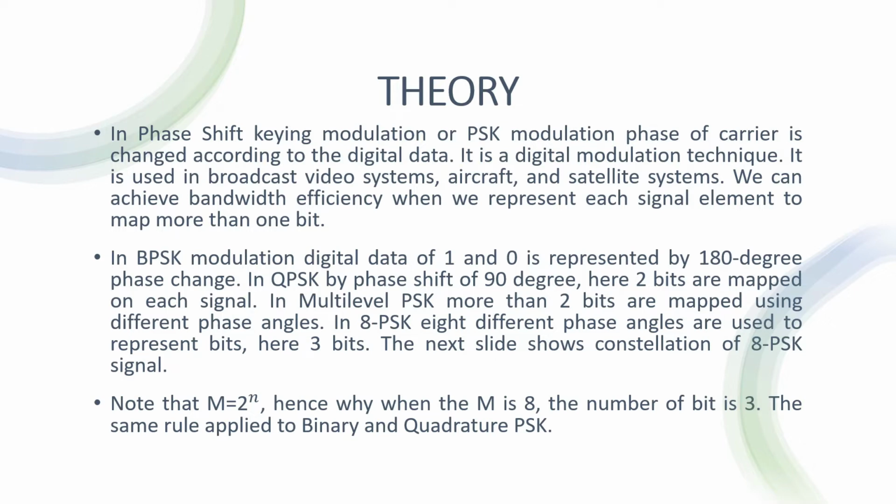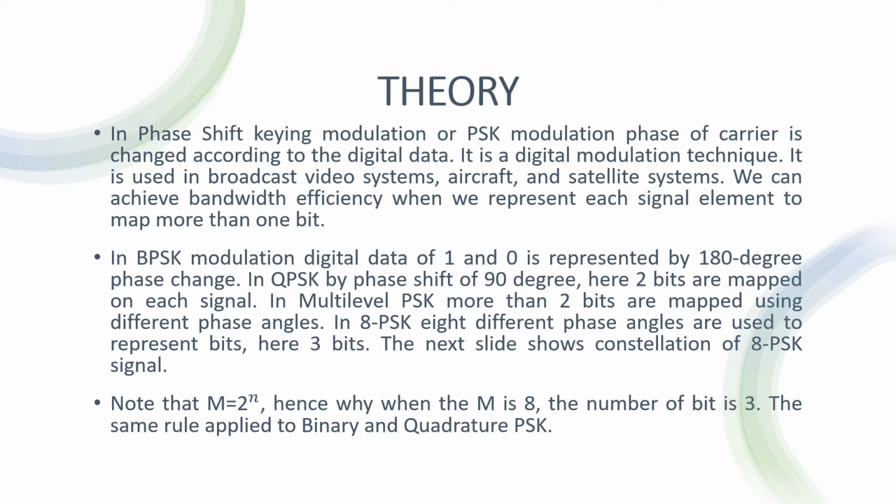In addition, note that M equals 2 to the power of n. Hence, when the modulation level is 8, the number of bits is 3. The same rule applies to binary: when M is 2, the number of bits is 1, while in quadrature M is 4 and the number of bits is 2.